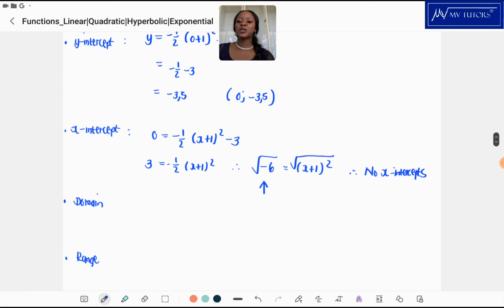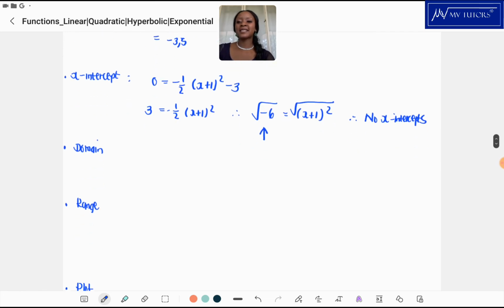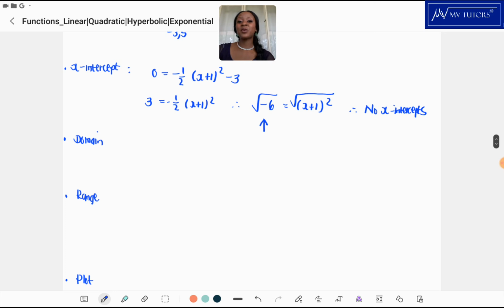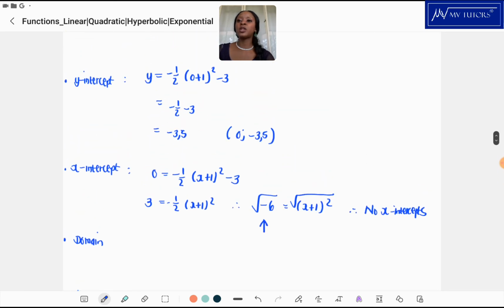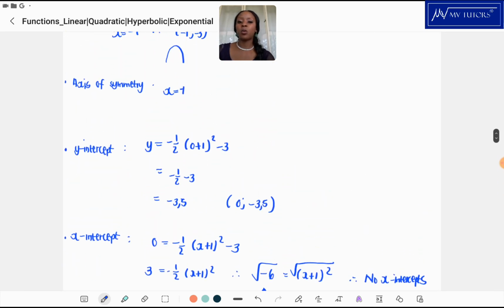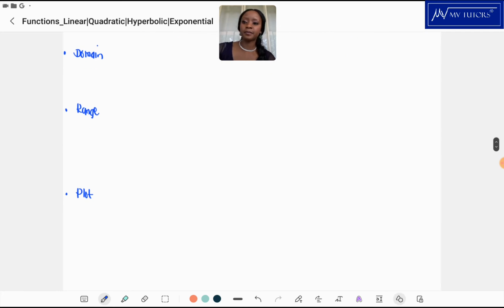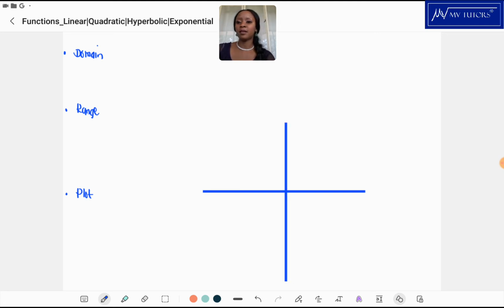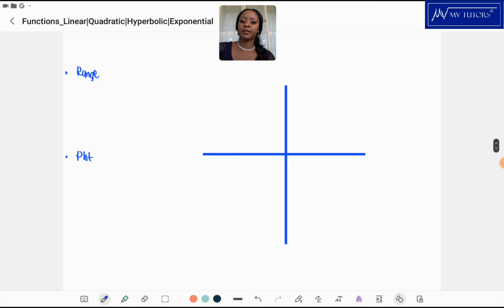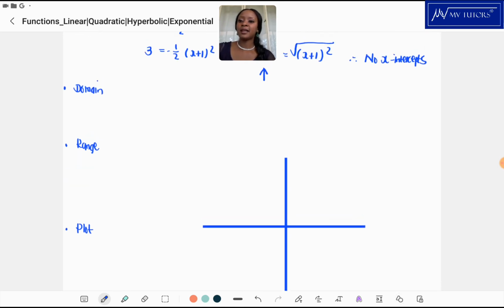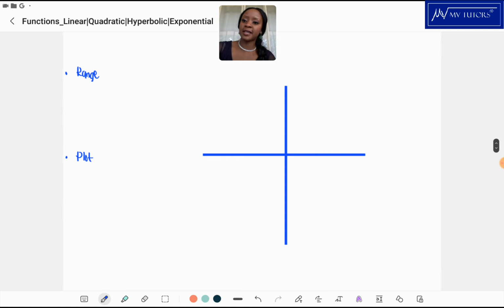So now, the domain and the range. I think it's actually better sketching it first, and then we're going to determine the domain and the range. So we know our turning point, and we know our y-intercept, and we know our axis of symmetry. So let's plot it. Then we'll determine the range. I know that my axis of symmetry is at -1.